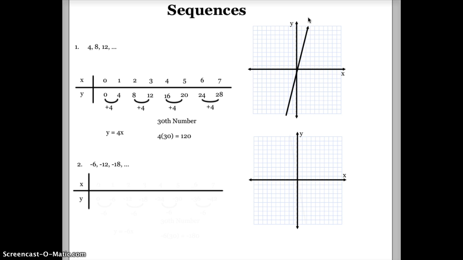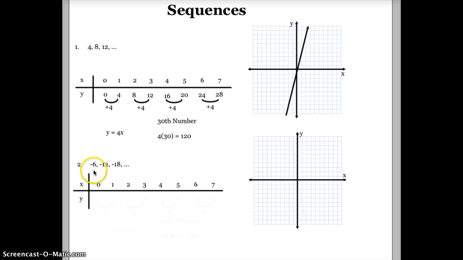Okay, let's try the next sequence. The next sequence, the series of numbers, is -6, -12, -18. So the first thing I do is I like to write down my x numbers. And I'm going to write them from 1 to 7. And then I'm also going to put 0 in there as well.